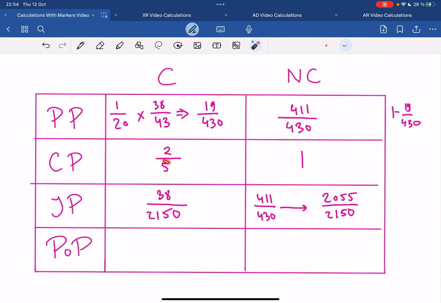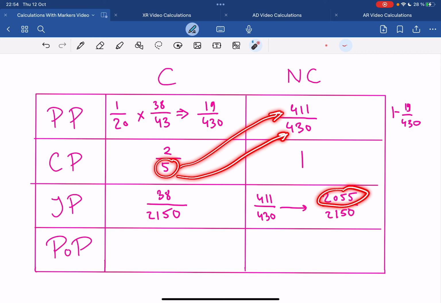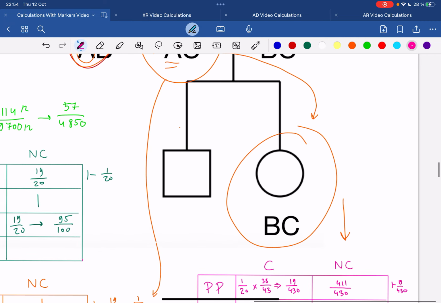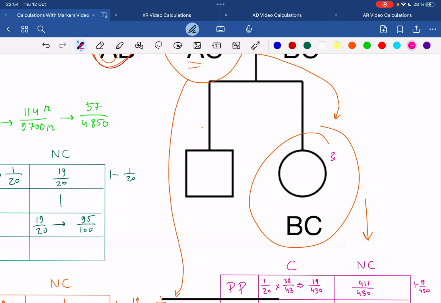Here we had to take 5 and multiply it by 430 to get 2150. So I did the same thing. I took 5 and multiplied it by the numerator and the denominator. And I got these two right here. Now for the posterior, we'll just take 38 on the top, divided by 38 plus 2055, which would be 2093. And that would be the risk of her to be a carrier.